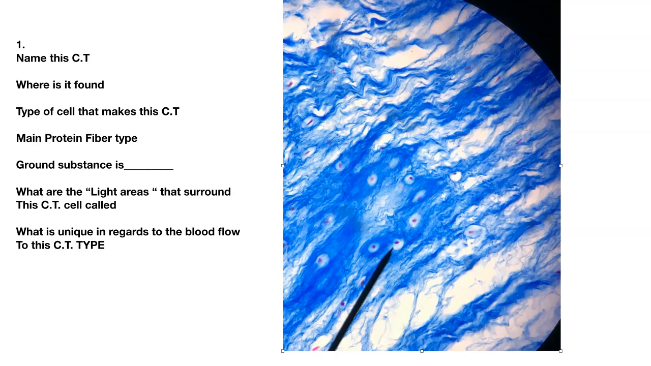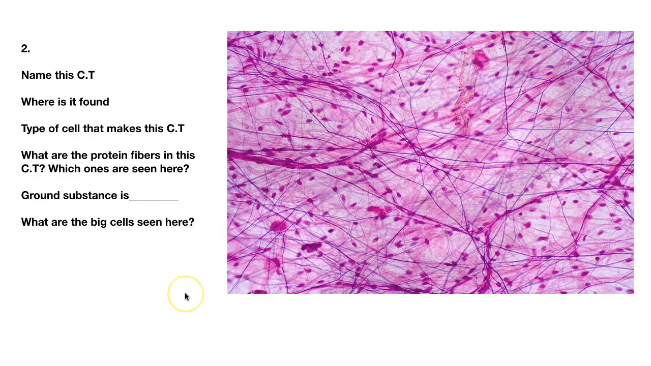So this is going to be slide number 2. You look at this. What is this connective tissue called? Name this connective tissue. You should also put down where it is found. Give me just one place where you can find it. We talked about it a lot.